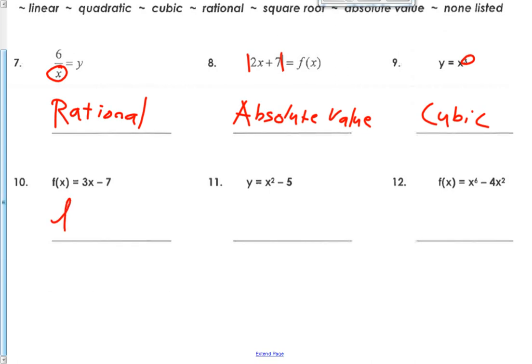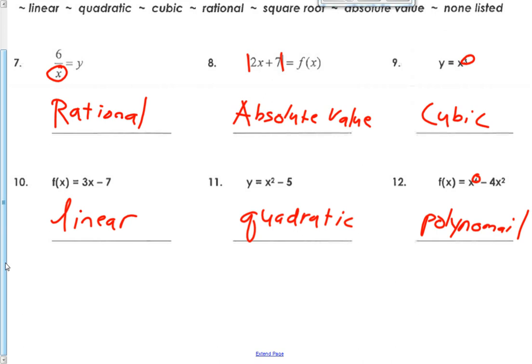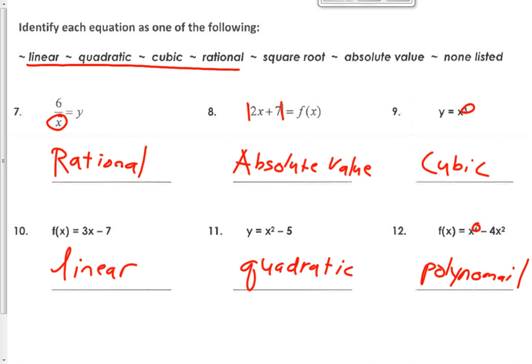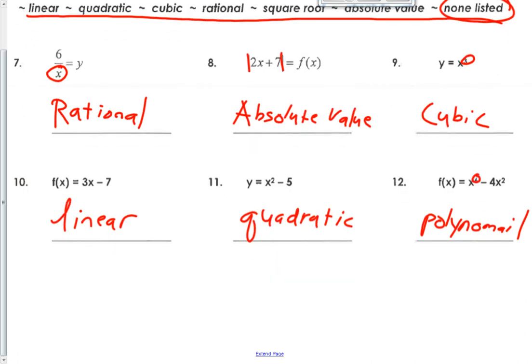Number 10, you should have got linear. 11, quadratic. 12 is kind of tricky. The reason why 12 is tricky is because you see a degree of 6. So whenever you get a degree higher than 3, we call these polynomial functions. Poly means many, so many terms, a polynomial function. However, notice how our options are right here. And so actually this one, to be technically right, we would put none listed. It's a polynomial function, but we're going to put none listed.